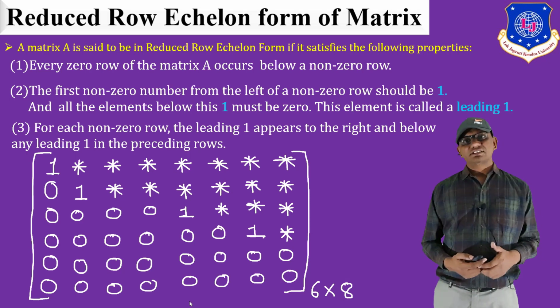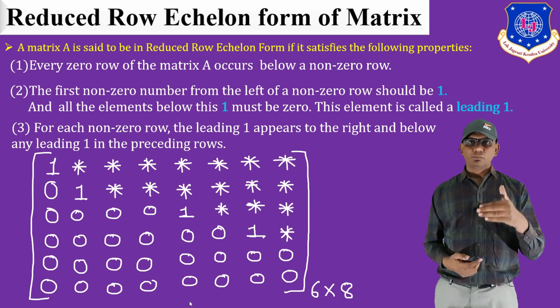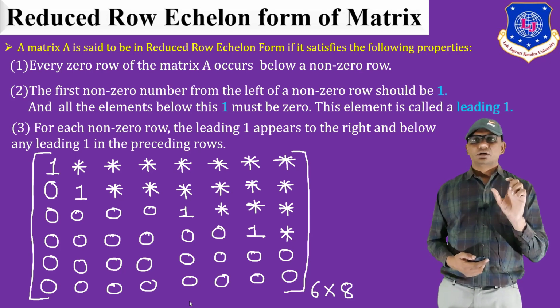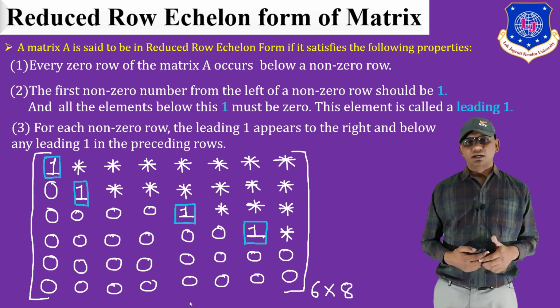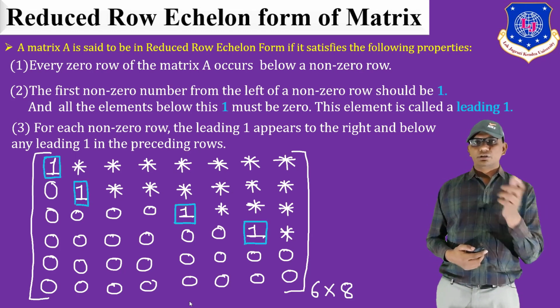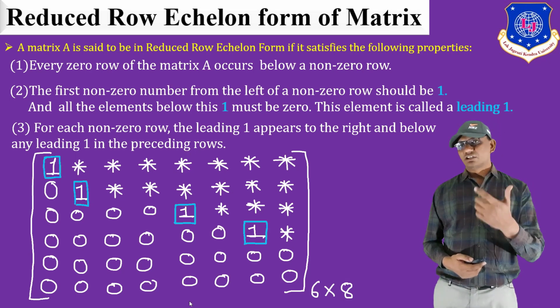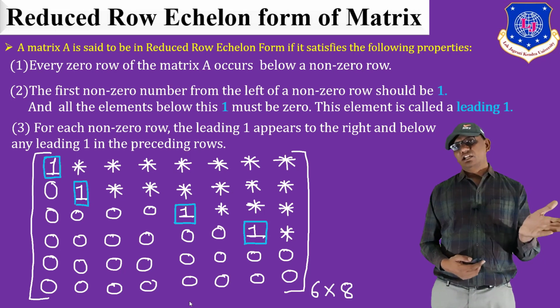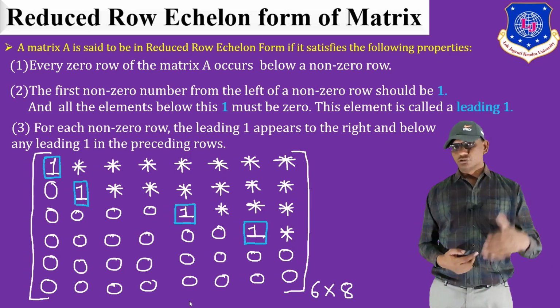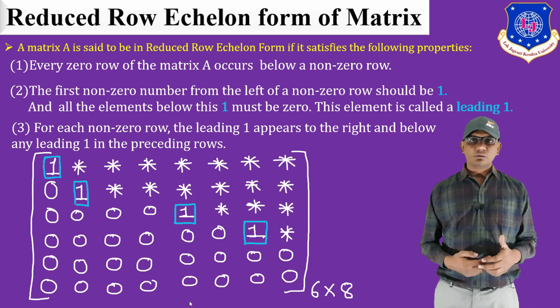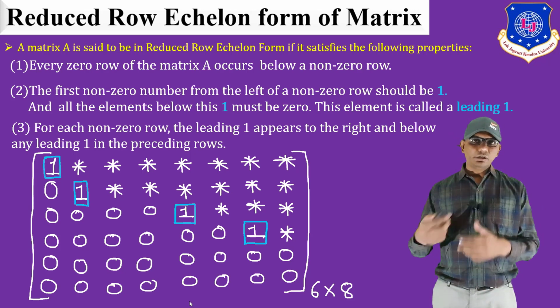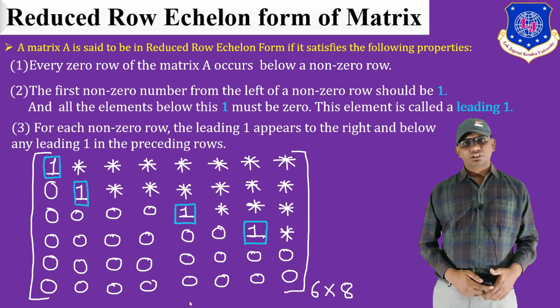In this matrix we can see that all the 0 rows are at the bottom of the matrix, and all the leading ones are to the right side of the previous leading element, and all the entries below the leading elements are 0, and also the entries to the left side of the leading element are 0. So that is a perfect row echelon form. Now in the reduced row echelon form we add one condition here.